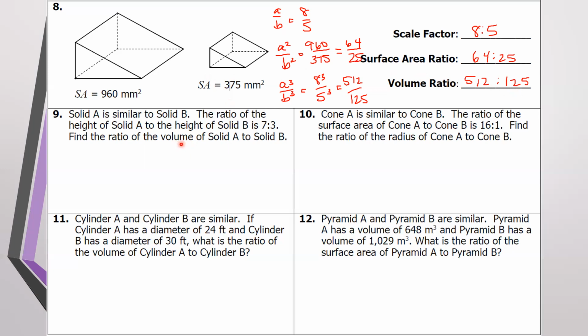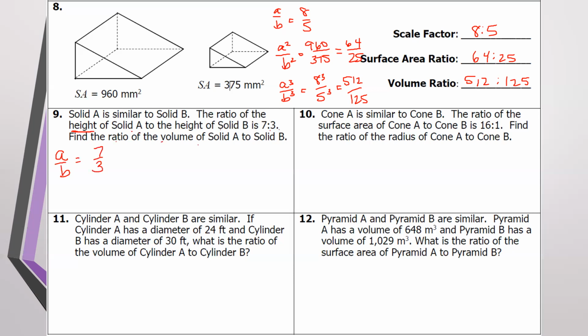Let's look at number 9. Okay, now there's no picture here, but it's described pretty well. Some solid. I don't even know what it is. Maybe it's a cylinder, maybe it's a pyramid, who knows? Whatever it is, it's similar to solid B, meaning they're the same shape, they're just different sizes. The ratio of the height. Okay, height is a linear measurement. So if they're giving me the ratio of a linear measurement, they're giving me A over B. Solid A to the height of solid B is 7 to 3. So that's 7 to 3.